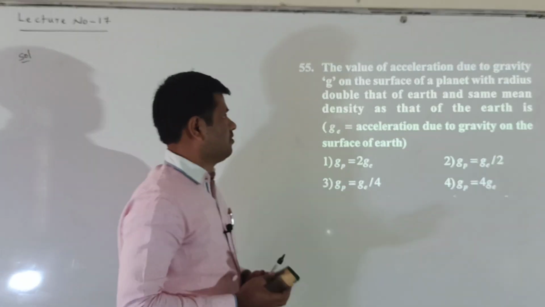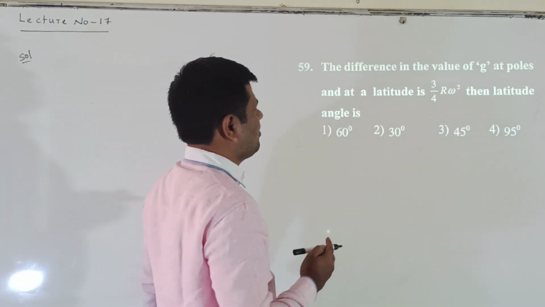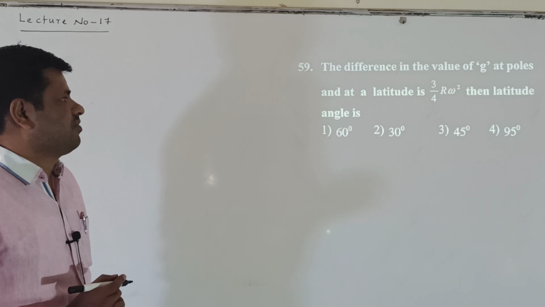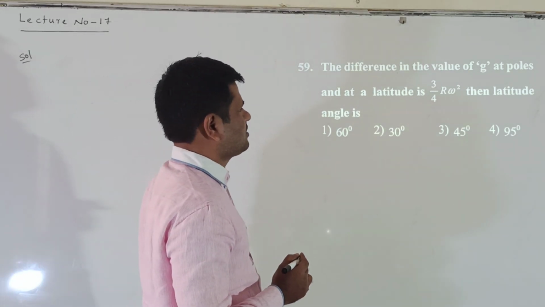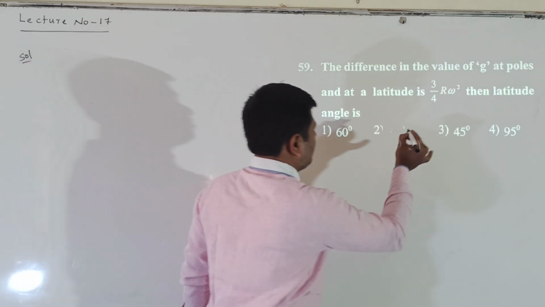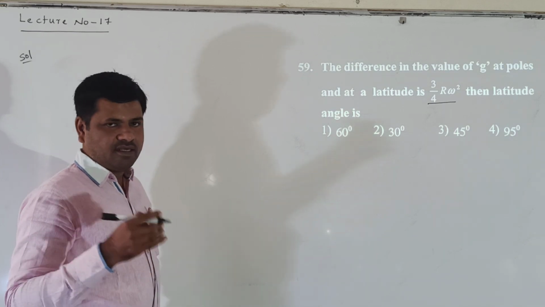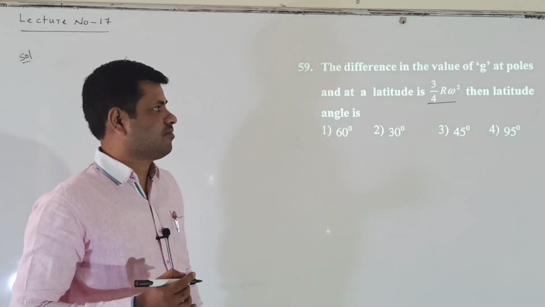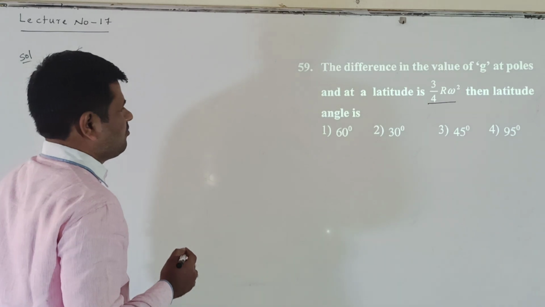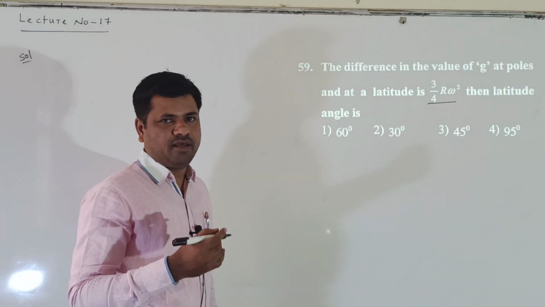Next question. The difference in the value of g at poles and at a latitude is 3/4 R omega square. Then the latitude angle is asked. First of all, we have to find the g value at the poles.